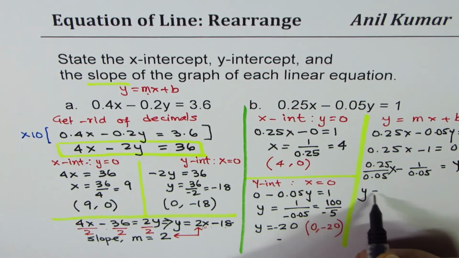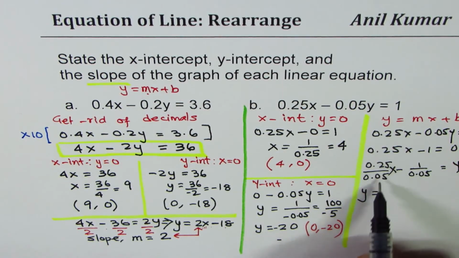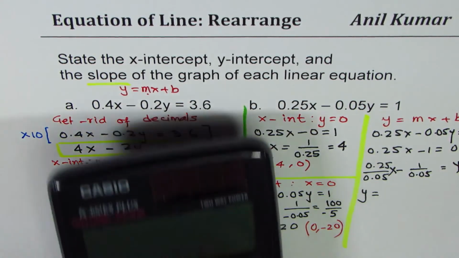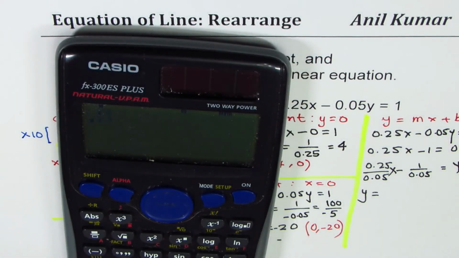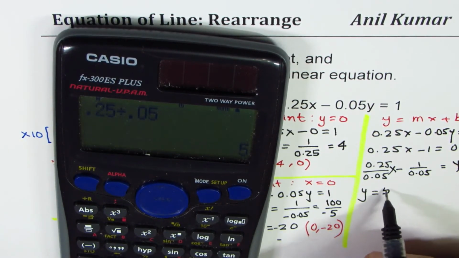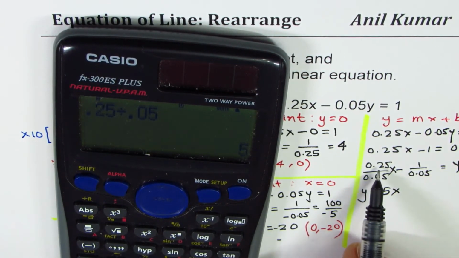So y is equal to what? Now that is a quarter divided by a half. That's difficult, right? Okay, let's do it. So we have 0.25 divided by 0.05. So not really half, it is hundredths, it's nickels, right? Equals 5. So we get 5x. So think about 25 divided by 5. So it's not that bad.